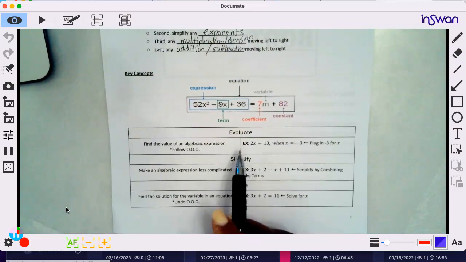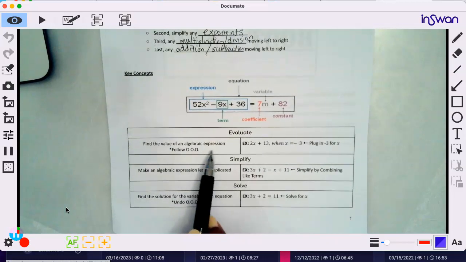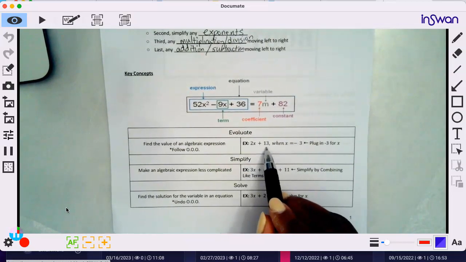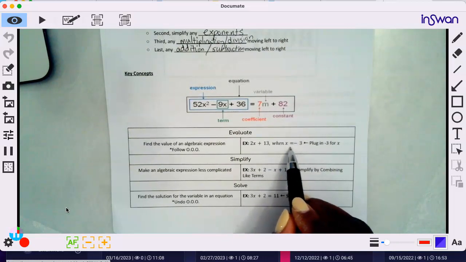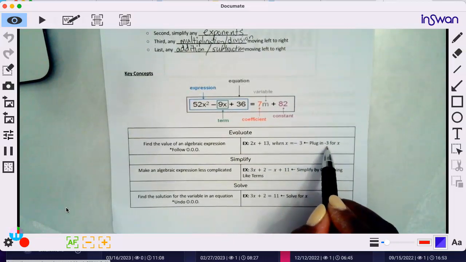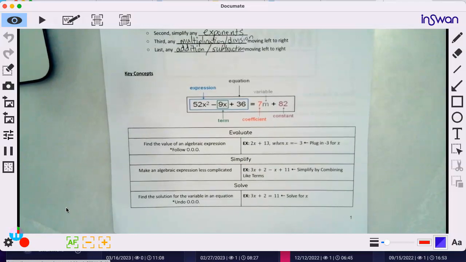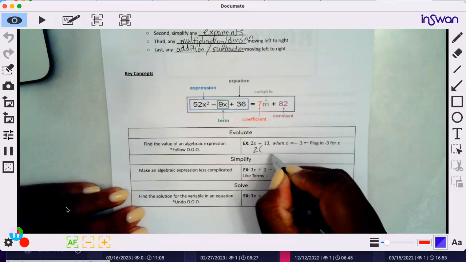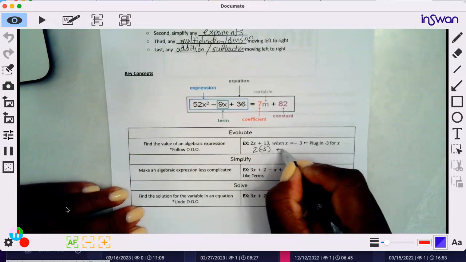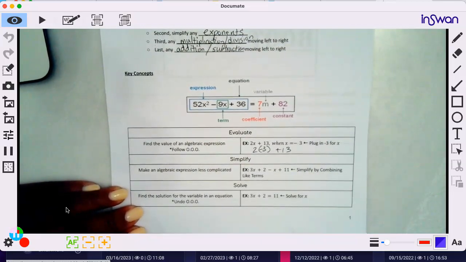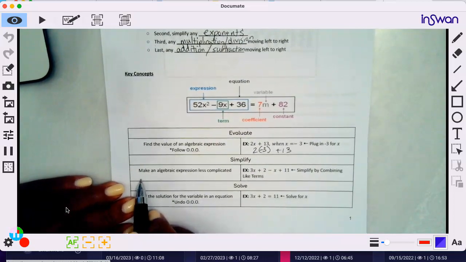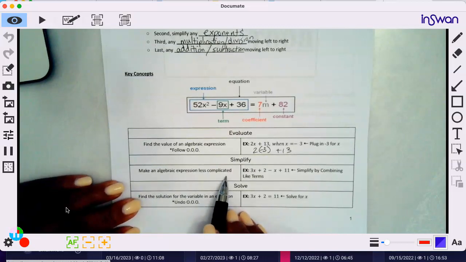So when you evaluate, you're going to find the value of an algebraic expression. That's where your example, 2x plus 13, when x is equal to -3. You're going to plug in a -3 wherever you see x. So I'm just going to plug it in for you. So 2x is -3 plus 13, and then you're going to evaluate by solving and simplifying.